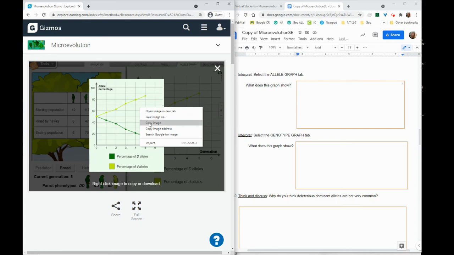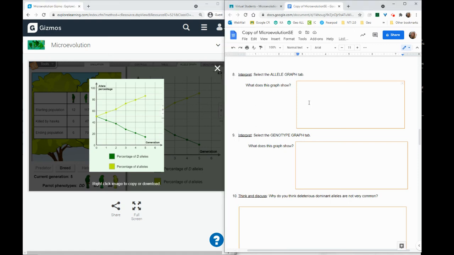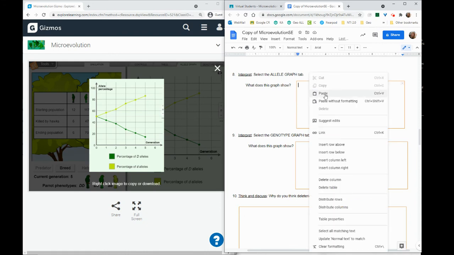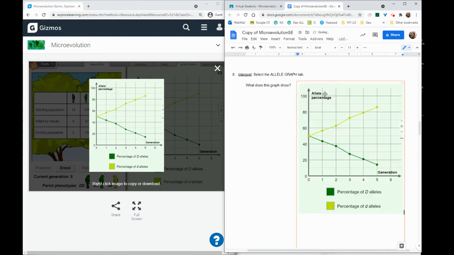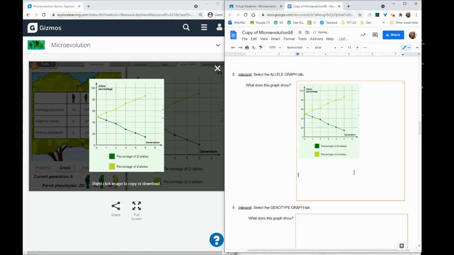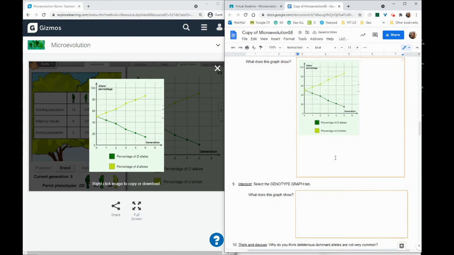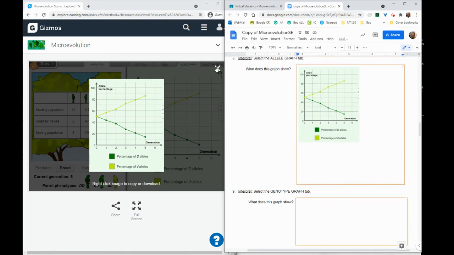You can then select Copy Image, and then go over to your Google Doc and do your right-click again, so that 2-finger tap on the trackpad. That'll bring up your right-click menu, and you can paste. Alternately, you could do Control-V there to paste. And then you'll want to resize it so that it's not huge. Now, you will need to come back and explain in your own words what you're seeing in this graph. But go ahead and put the graph in right now.